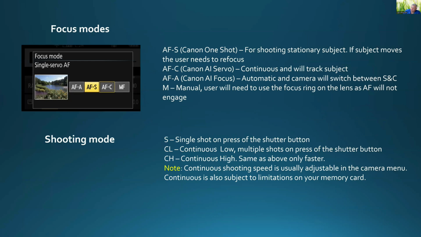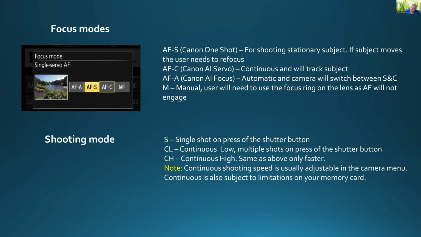You also have focus modes. Again, I don't know where they are on each camera, but they'll be in your menus. I think on Canons, if you look on your back screen, you probably have access to these there. Canon's AFS is their one shot. There's AFC, which Canon call AI Servo, and AFA, which is Canon AI Focus, and M, which is manual.